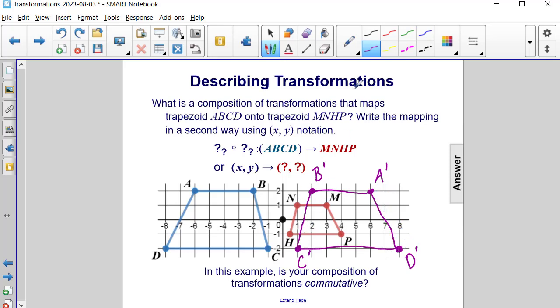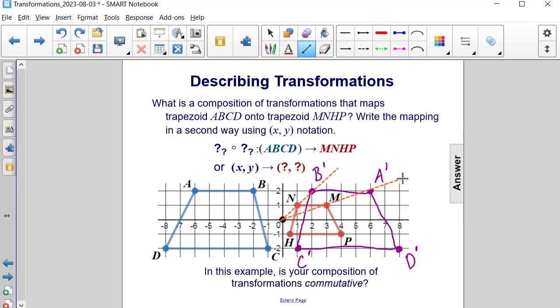that we have here. And now notice that this trapezoid MNHP is smaller than trapezoid A prime, B prime, C prime, D prime. So because it's smaller, we're going to reduce it. So it's going to be a reduction. So if we were to draw lines from the origin through our points, we can see that they all lie on the same line. And this is very important.